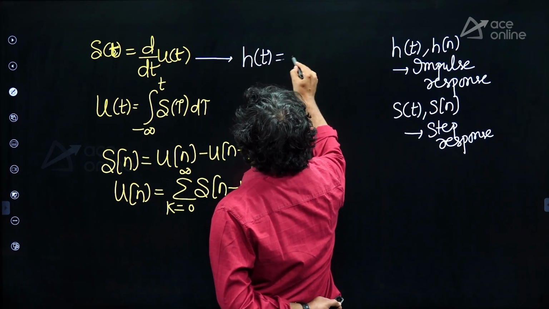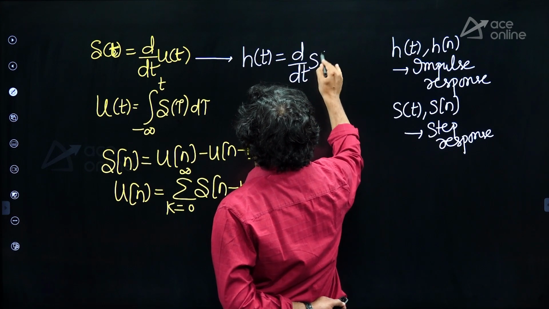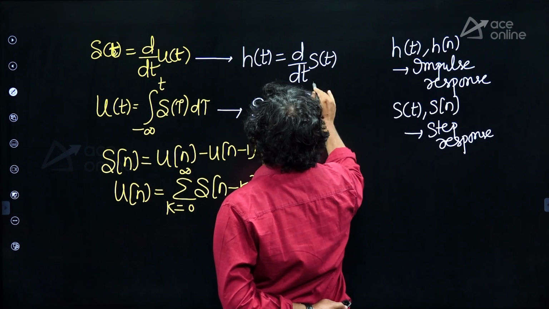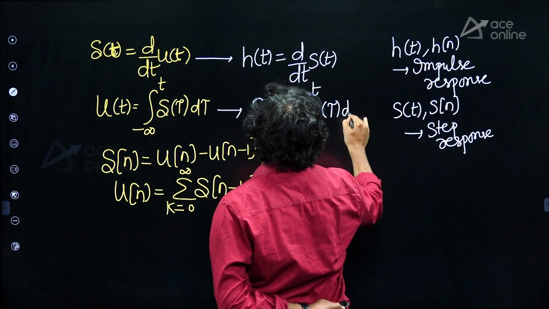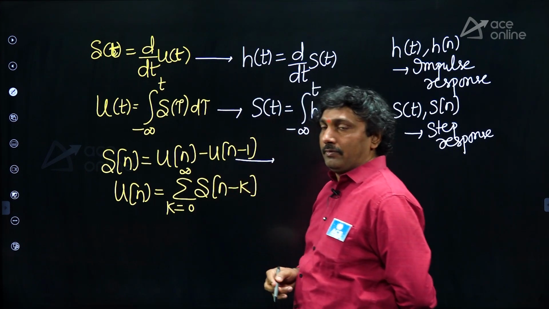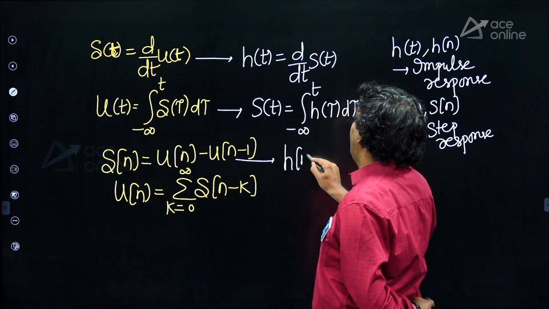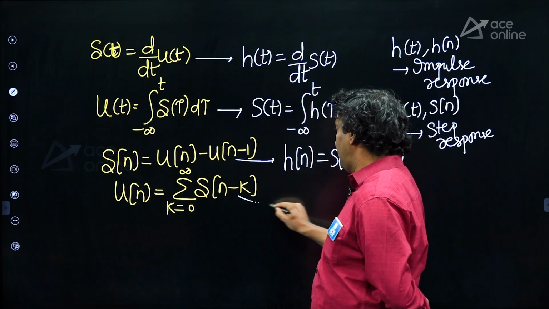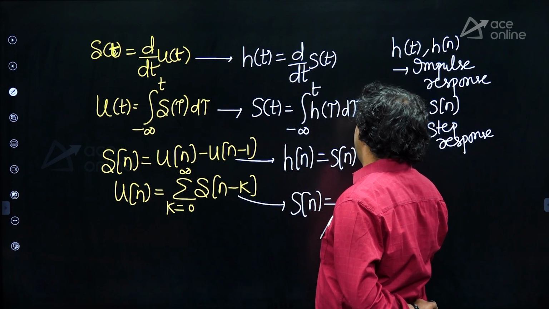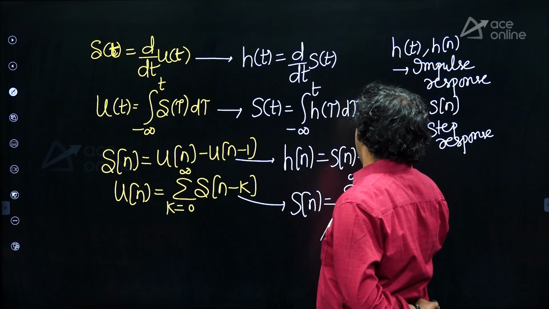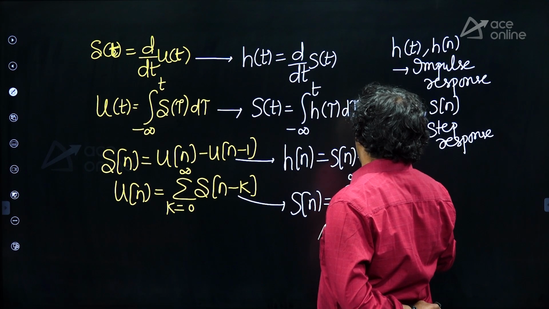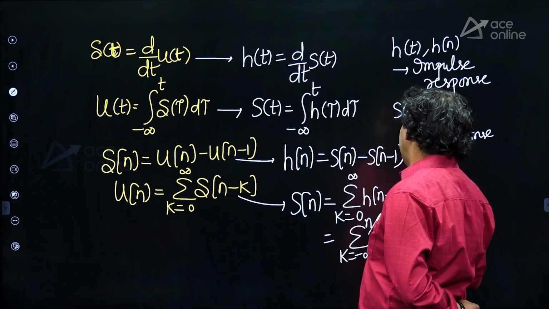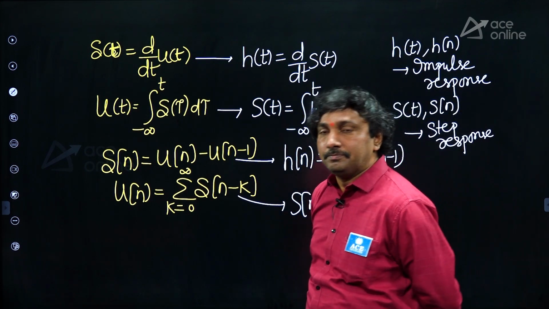Del of t is replaced as h of t, d by dt of u of t is replaced as s of t. In the opposite way, s of t is the integral of h of tau. In the discrete case, h of n is s of n minus s of n minus 1, whereas s of n is sigma 0 to infinity h of n minus k. Or you can also say sigma from minus infinity to n of h of k, no problem. That is also a valid relation.